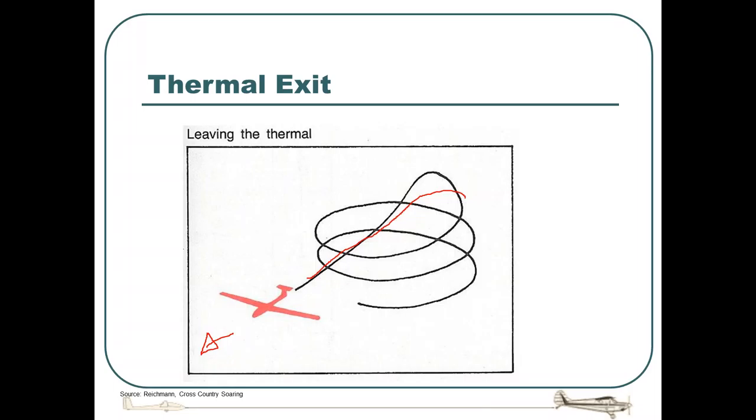I think your best bet is to take the most direct route between where you are and where you want to go, unless you know stepping a mile to the right puts you into lift, right? Yeah, unless you're going to fly straight through a thunderstorm or a rain cloud. Or something like that, absolutely, or a mountain.